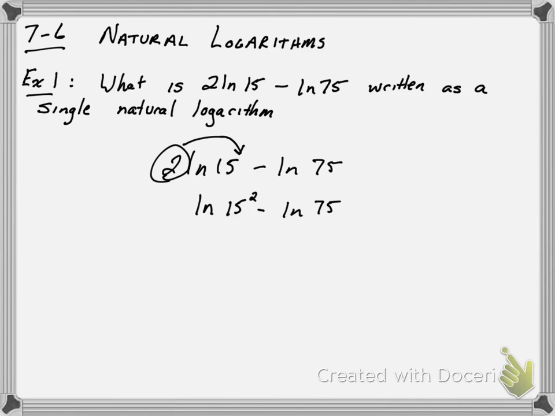What is subtraction paired with? Subtraction is paired with division. So if I'm going to one logarithm or condensing, it's the natural log of 15 squared divided by 75. Again, we just punch that in our calculator. You end up with the natural log of 3.